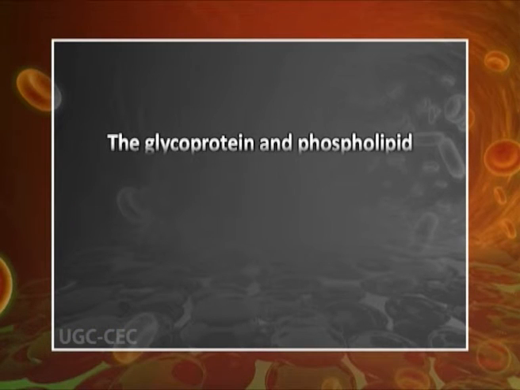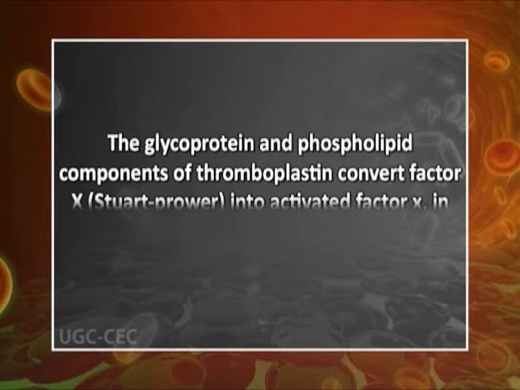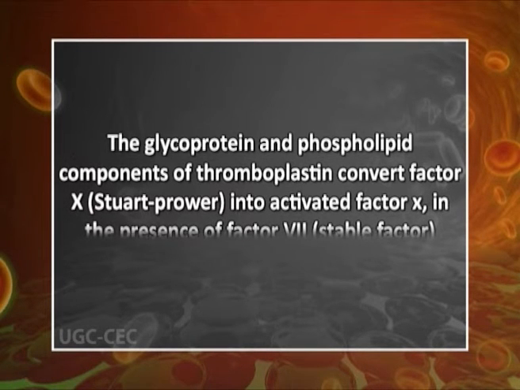The glycoprotein and phospholipid components of thromboplastin convert factor 10 into activated factor 10 in the presence of factor 7, which is stable factor. The activated factor 10 reacts with factor 5 and phospholipid component of tissue thromboplastin to form prothrombin activator. This reaction occurs in the presence of calcium ions.